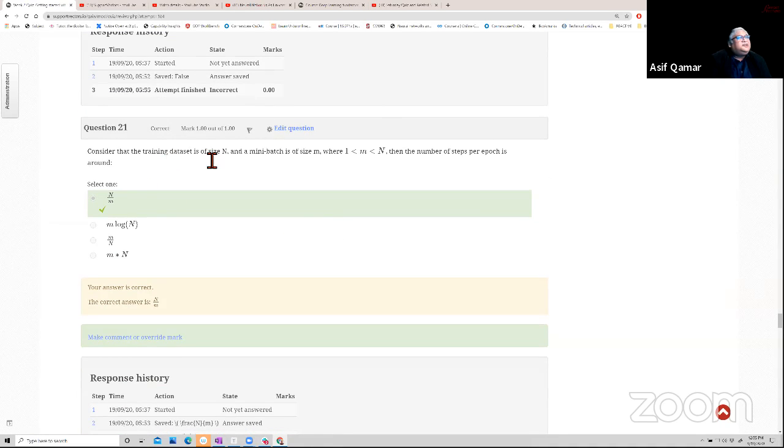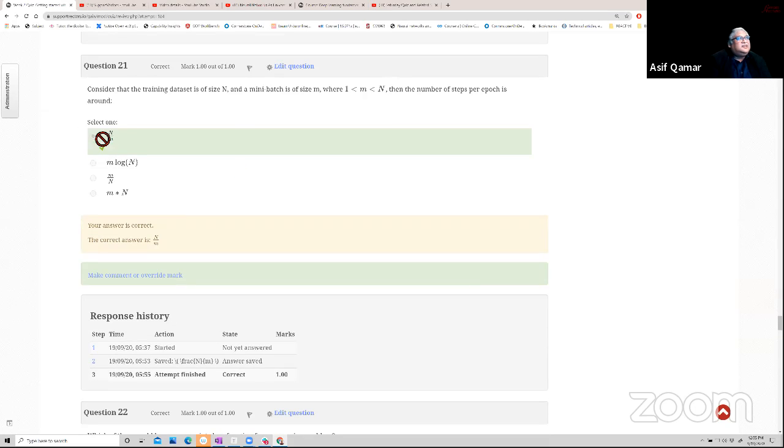Next is, consider that a training set is of size n, a mini batch is of size m, where 1 is smaller than m is smaller than n. Select one. The number of steps in the epoch is this. Actually, if it is not a proper division, then it will be n divided by m plus 1, because the last batch will have the remainder amount.